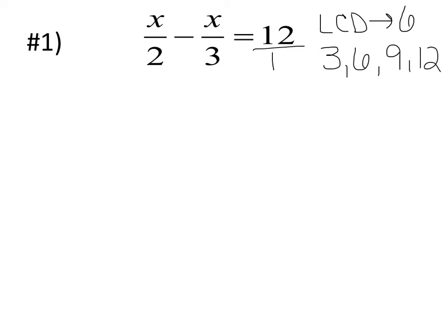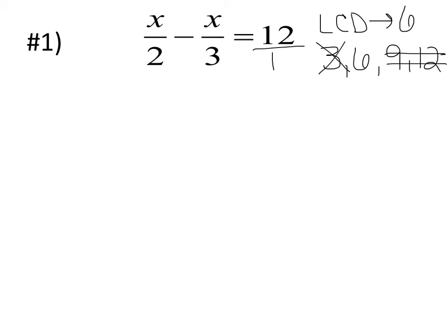And then look at each one starting at the beginning and ask yourself, does each denominator go into it evenly? Does 2 go into 3 evenly? No. So that immediately eliminates that one. Then go to 6. Does 2 go into 6 evenly? Yeah. Does 3 go into 6 evenly? Yeah. Does 1 go into 6 evenly? Yeah. So it's 6. You don't even have to check the other ones, okay?